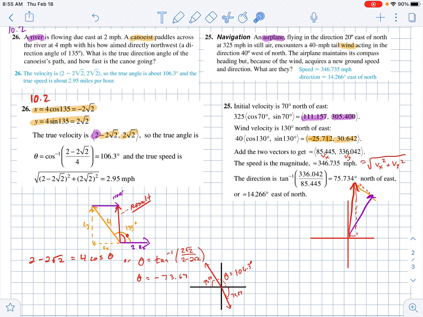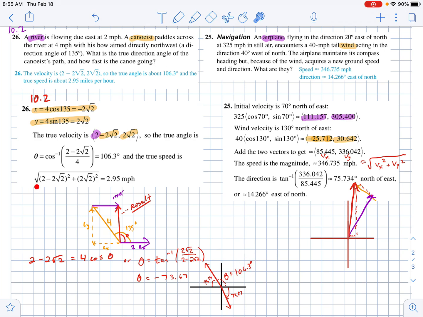Now the book does inverse cosine. For me, I like to stick with inverse tangent. If you did inverse tangent of y over x, you get negative 73.67, and that's because for inverse tangent, it gives it to you in one of these two quadrants. But of course, their direction is here, so all you got to do is take this negative 73 and then find the reference angle here. And so you do the 180 minus 73, and you get the 106.3.